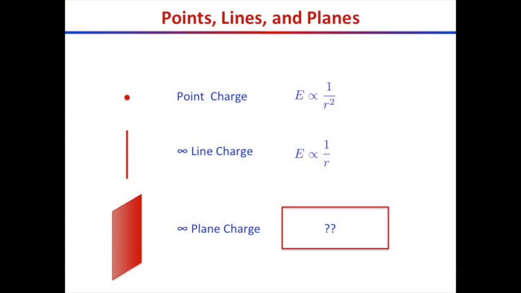So first I want to get a sense of where we're going. We have the point charge, and we know that the electric field of a point charge falls off like 1 over r squared. For an infinite line charge, we saw that the electric field falls off like 1 over r. And it doesn't matter if you're up or down, right? An infinitely long line charge doesn't know about up or down. It's just distance from the rod, and it falls off like 1 over r.